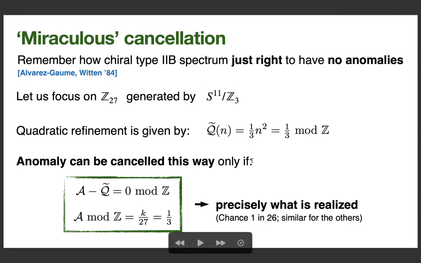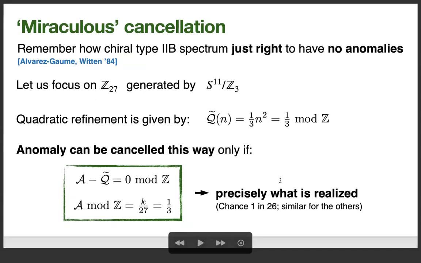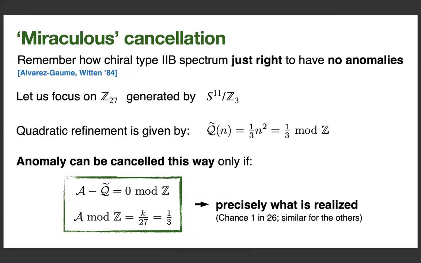Now, this can only cancel an anomaly that is 1/3, and this is precisely the anomaly we find for this lens space. But in principle, there is no reason why the anomaly, which is a C27 class, is given by 1/3. It could be just any integer divided by 27. So in a sense, there is a chance of 1 in 26, 0 is out, because if you find 0, then you don't have an anomaly in the first place. But out of the 26 anomalous possibilities for the evaluation of the anomaly field theory on this lens space, this is the only one that can be canceled by this mechanism. Right? So there's a chance of 1 in 26 that this works, and similar for the other cases. So there is a discrete miraculous cancellation at work here.